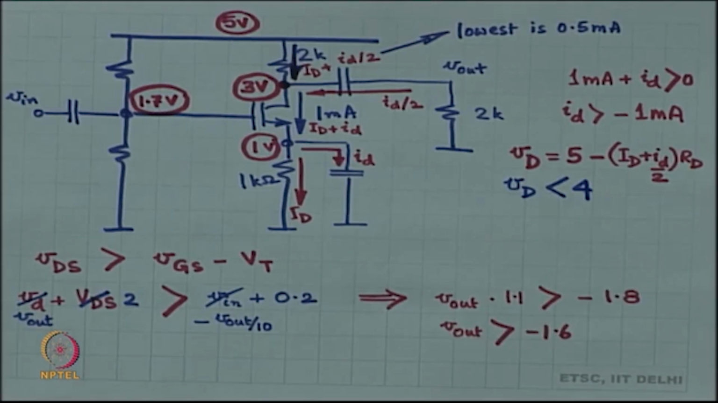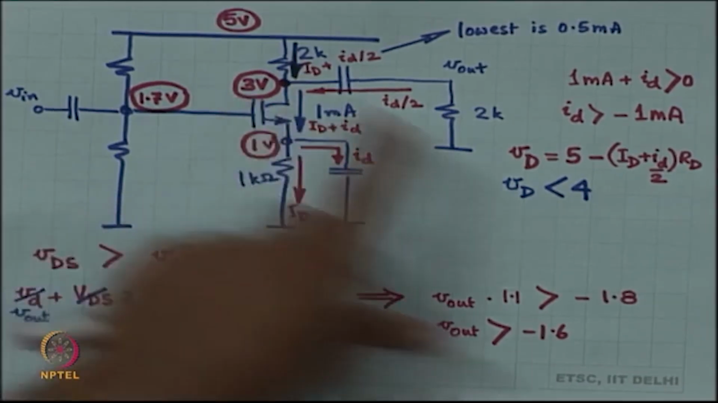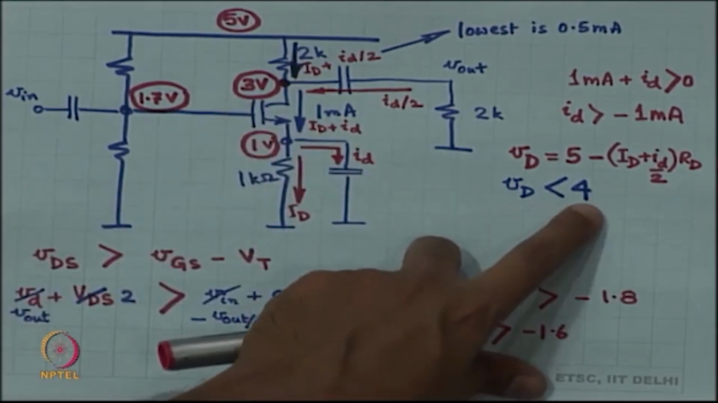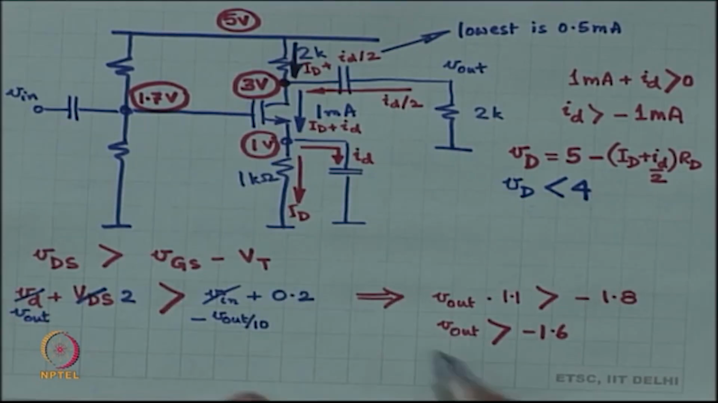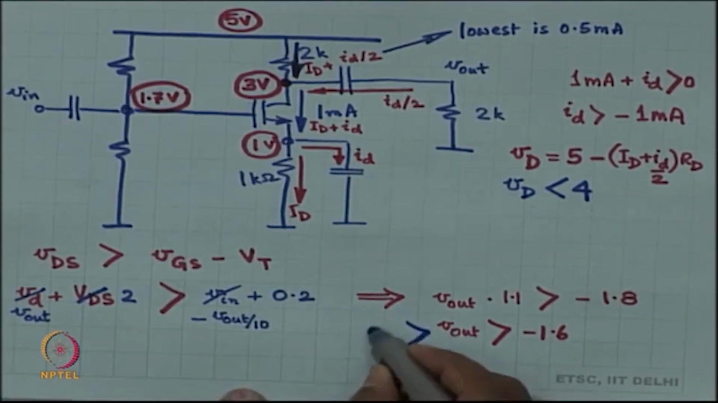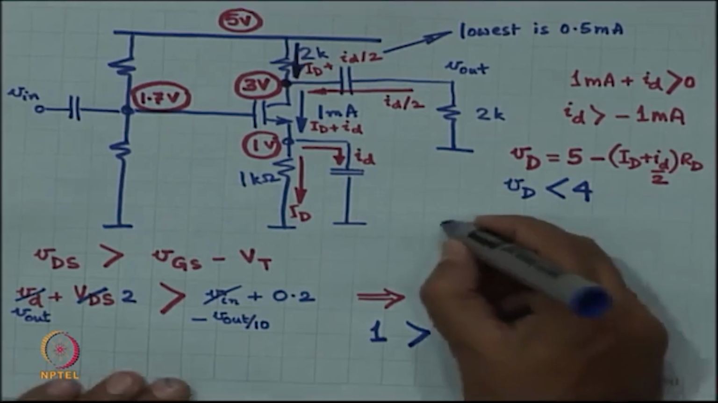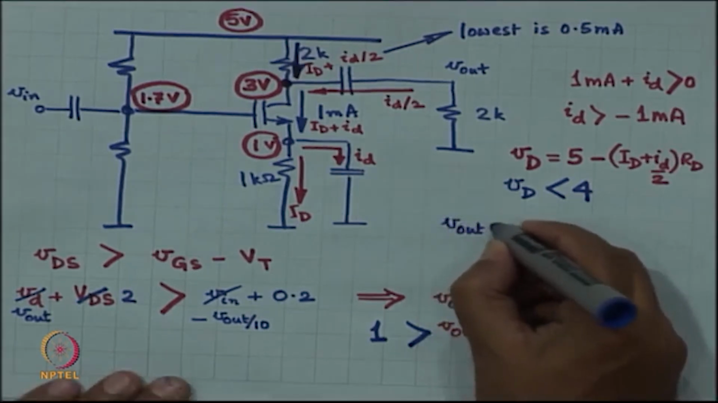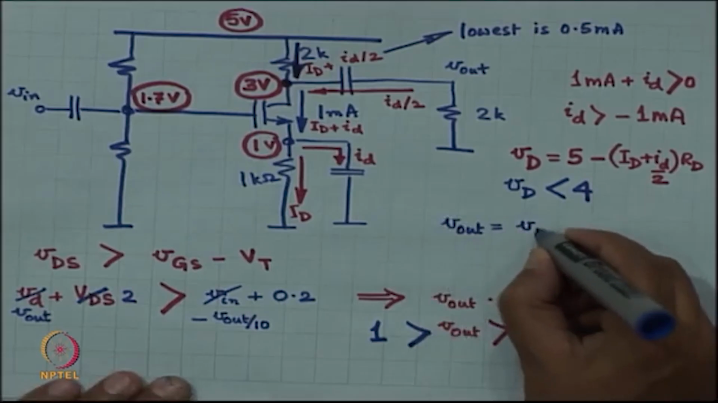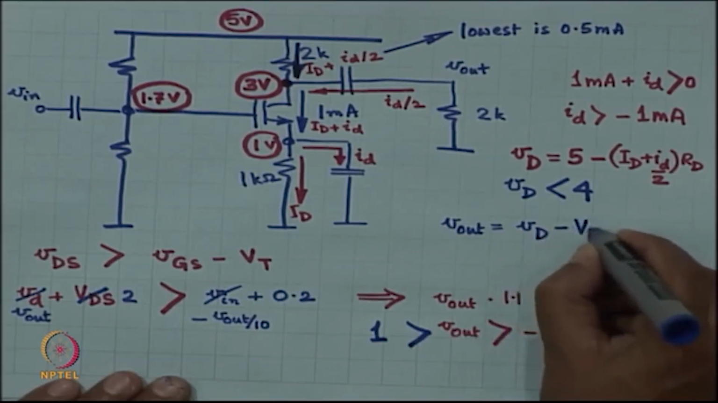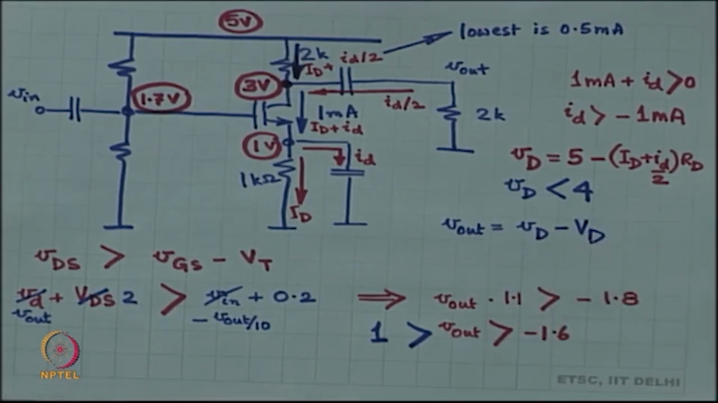You started from 3 volts, the largest you can reach is 4 volts. That means V out is 1 volt. V out is nothing but small vd.